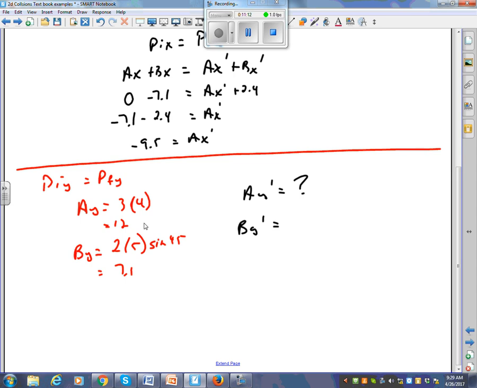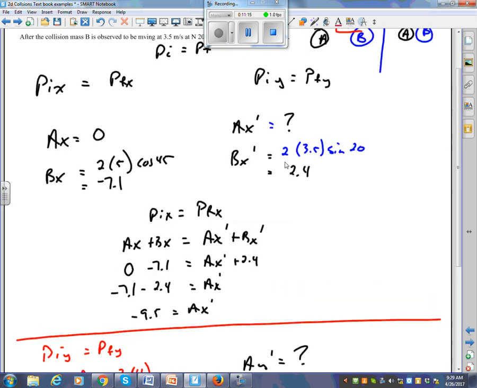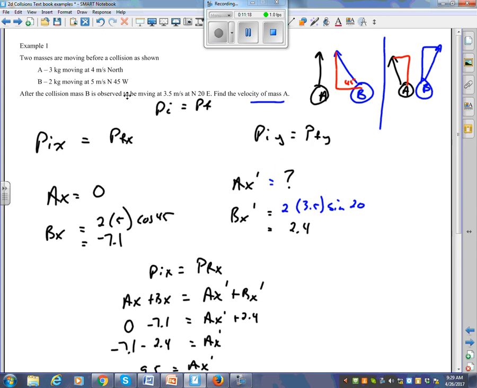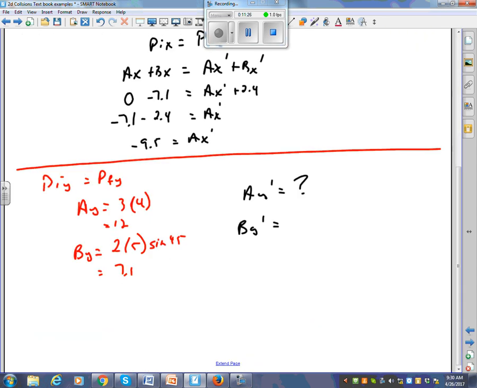By prime. Let's go back and refocus here. So the Bx is 2 times 3.5. Let's double check that. It's a mass of 2. It's moving at 3.5, so I'm good. North 20 east. So instead of sine 20 east, it's going to be cos 20. 2 times 3.5 times the cosine of 20, right? That's going to be 7 times cos 20, 6.6. I'm not going to bother writing them, but those are all momentums. And so the unit for all those is going to be kilogram meters per second.